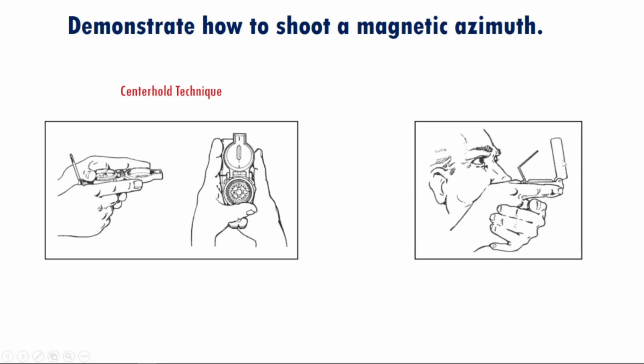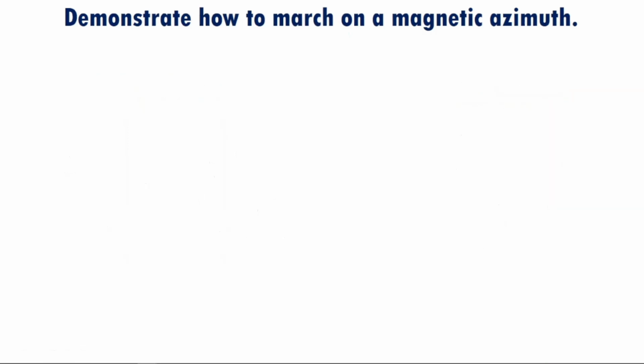All right. So you have the centerfold technique, and this is also called the compass to cheek technique. All right. Now, let's demonstrate how to match on a magnetic azimuth.